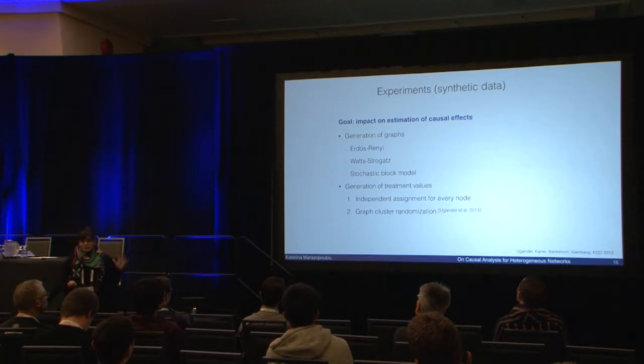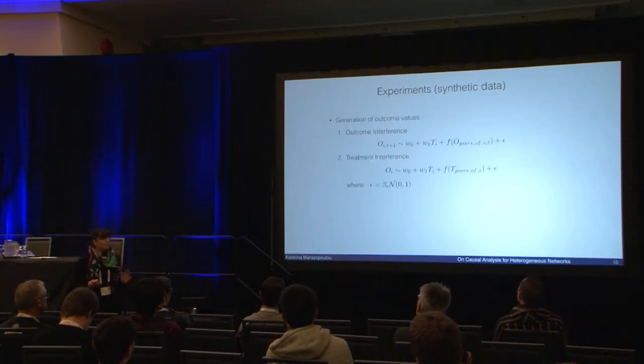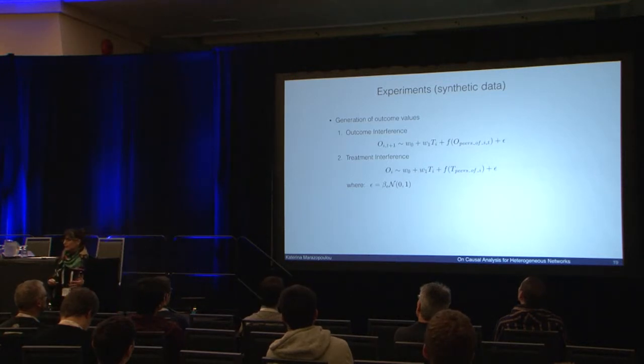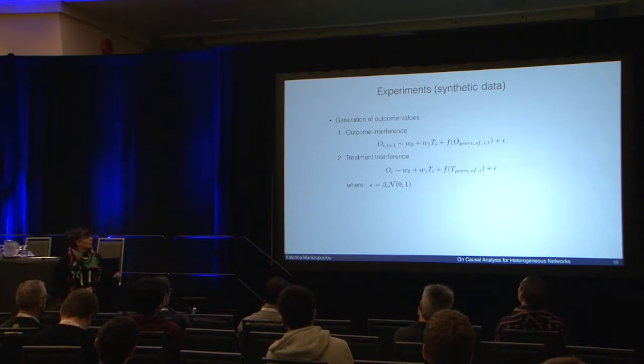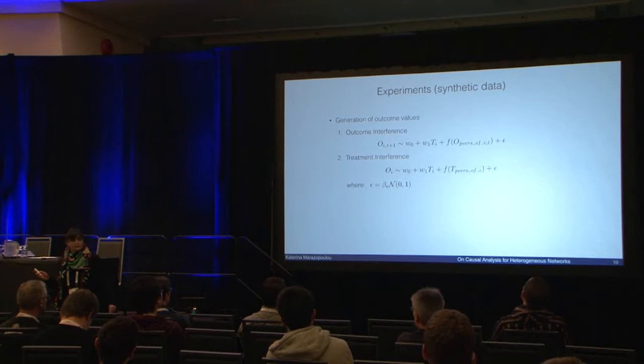And now that we have the graphs and the treatment values, we generated values for the outcomes. And again, we used two different approaches. The first one was to have the outcome be a function of your treatment and the outcome of your peers. So effectively, this defines a diffusion process over the network on the outcomes. And the second one was treatment interference. So now your outcome is a function of your treatment and the treatment of your peers.